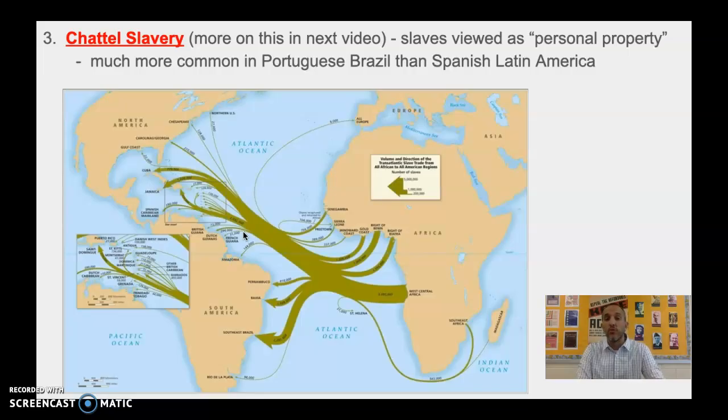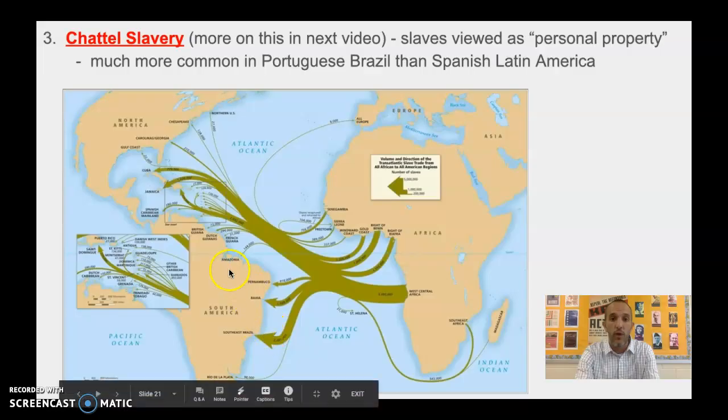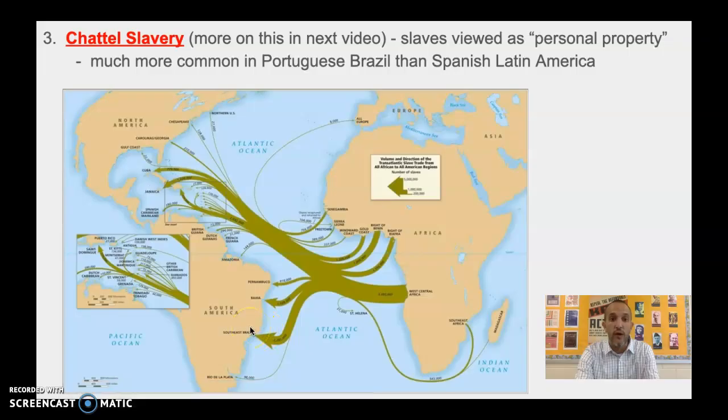It's going to be much more common. This is a map of the number of slaves that came to the Americas and where they went. You will notice that in Latin America, at least in South America, there are very few people who are brought from Africa to the Americas enslaved. Most enslaved Africans, and this is true of the entire Americas, are going to be brought to Brazil, essentially what's modern-day Brazil.